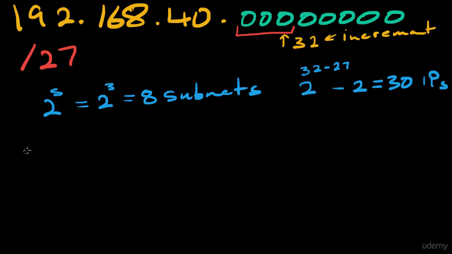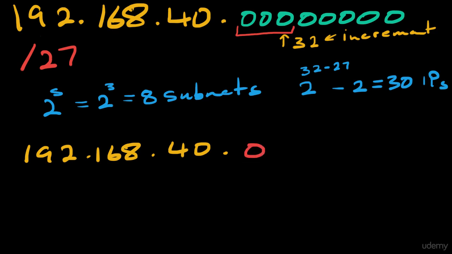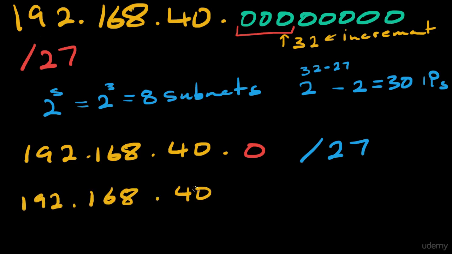To work out our network IDs, we write out the original network ID, but all of these are using the new prefix of /27. This network ID has the 3 subnet bits as all zeros. The next network ID would be 192.168.40. Now we took the subnet bits from the 4th octet, therefore we're incrementing the 4th octet by 32.